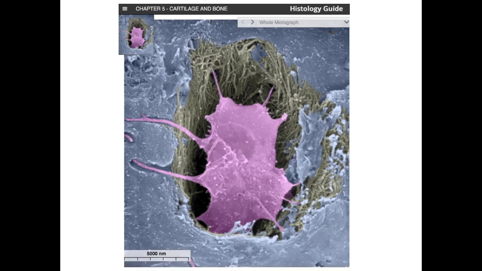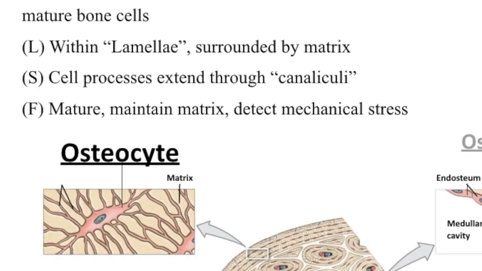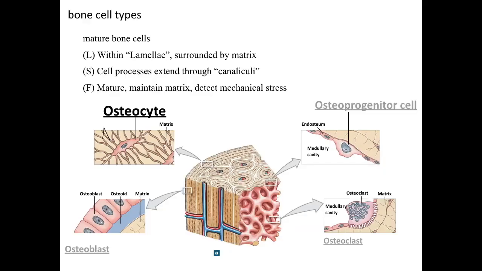The cell body sits in the lacuna and has extensions going through these canaliculi to reach a blood supply, as well as communicate and share materials with other osteocytes. So there are the osteocytes sitting within the bone tissue. They're going to maintain the matrix, and they also have an important role in detecting mechanical stress, which we'll talk about some in the following lectures.